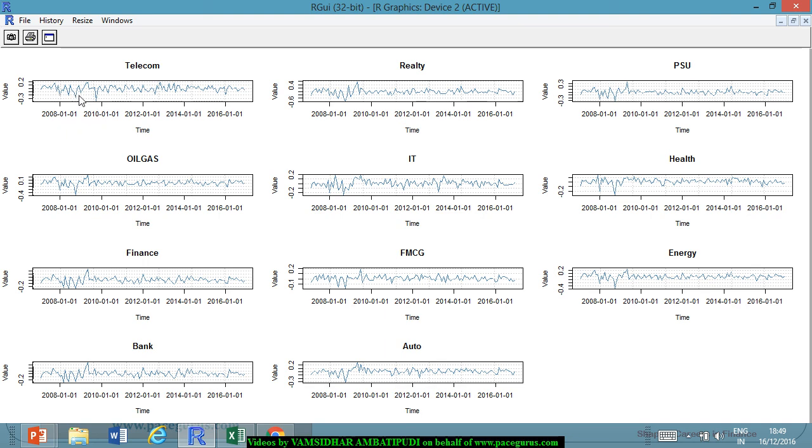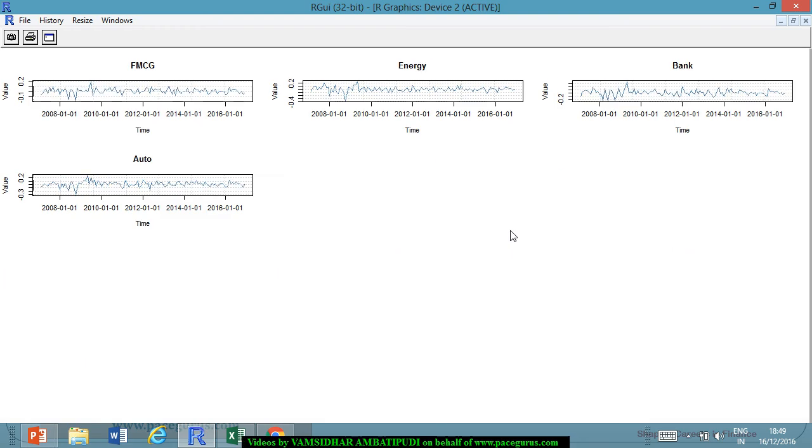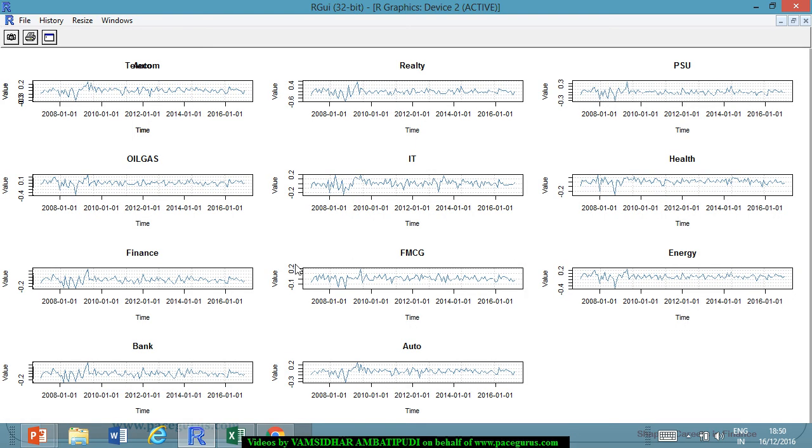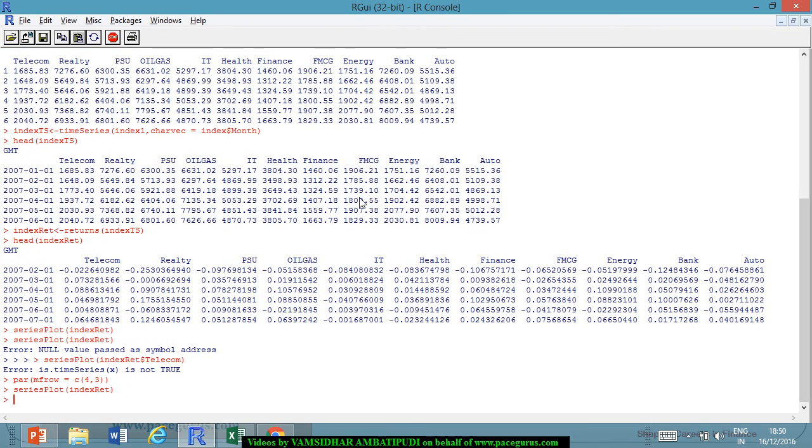For the telecom, again I could see things are up and down. The realty sector is again like this, the PSU is like this, the healthcare. So now I could see for almost all the sectors, this is how the finance, this is the FMCG. So this is how we could see the series monthly returns. In some cases they are going up, in some cases they are going down. So more or less similar kind of patterns across all the series.